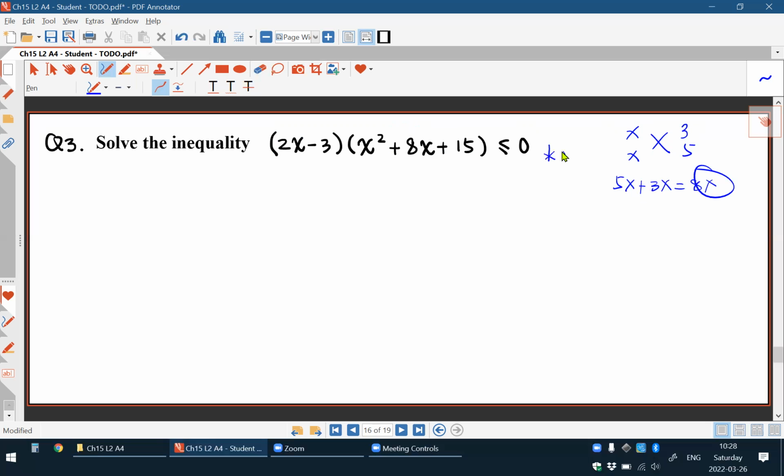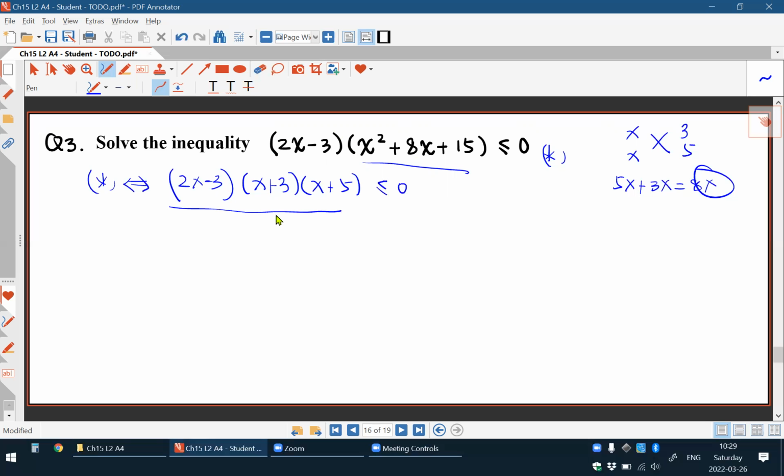Then, first of all, let's convert that one into a factored form. So the original expression is just equivalent to (2x minus 3) times (x plus 3), then times (x plus 5), right? Then this form is what we are familiar with, right? Everything is totally factored. So that means we can consider the function on the left.